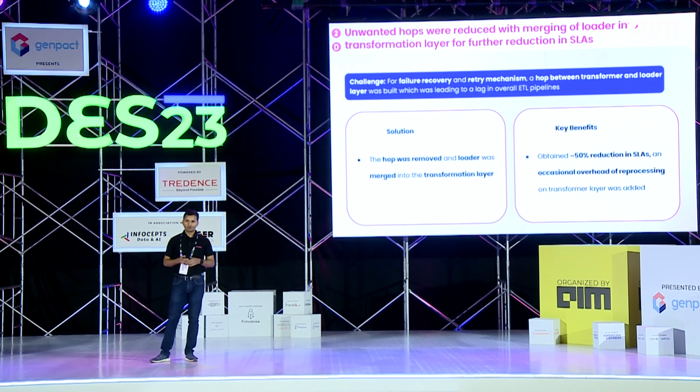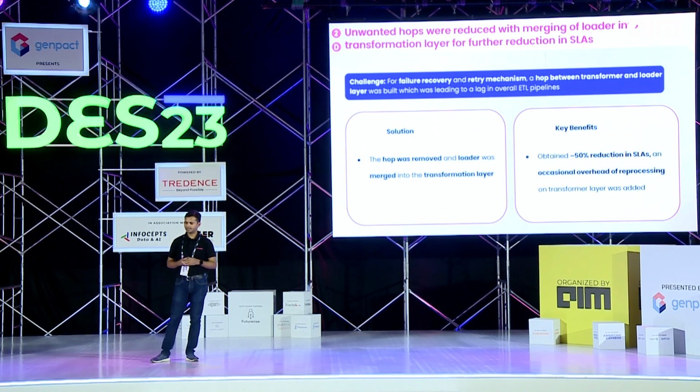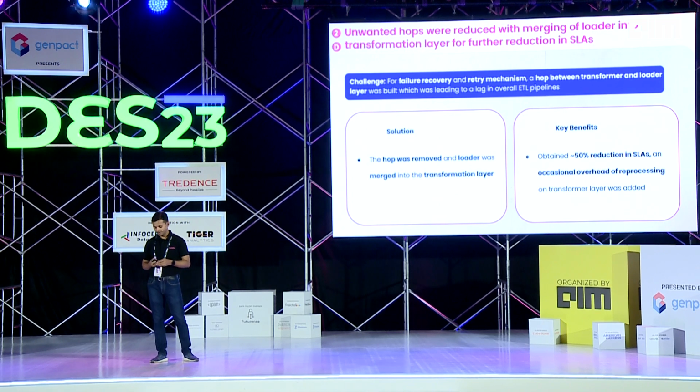There were multiple unwanted hops which we built initially to ensure that there are failure recovery and retry mechanisms. We saw that we could probably build the retry right from the raw store layer itself. So we removed these additional hops. This resulted in a reduction in the SLAs, and the processing overheads were also reduced.